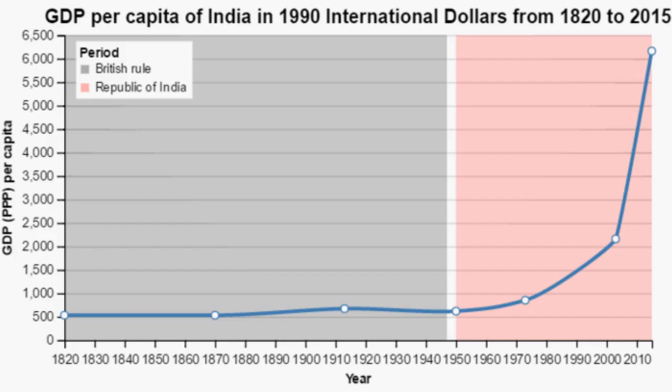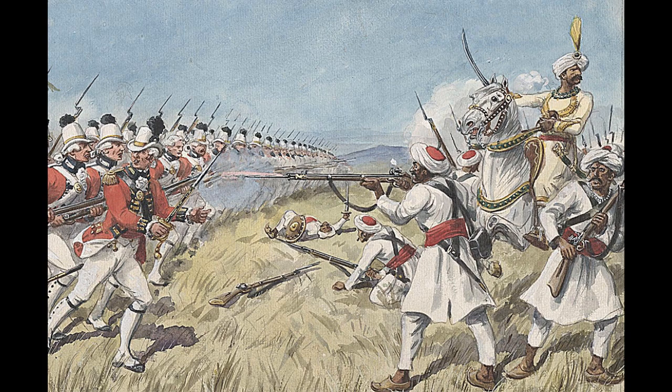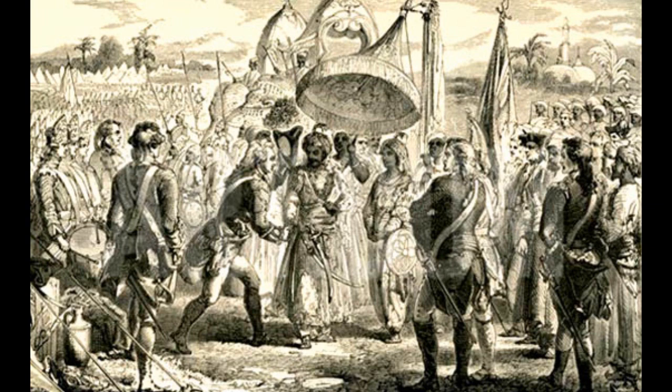This map shows the change in per capita GDP of India from 1820 CE to 2015 CE. All GDP numbers are inflation adjusted to 1990 International Economic Dollars. It is not difficult to find that under British rule, India's economic development was almost zero.